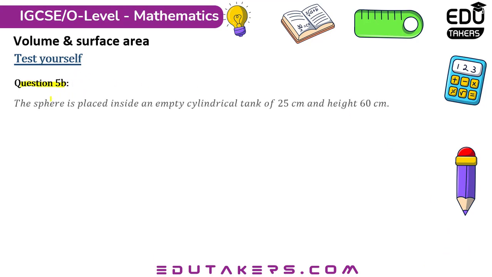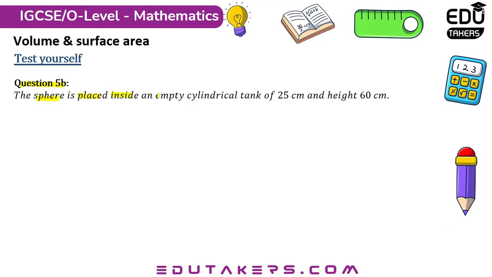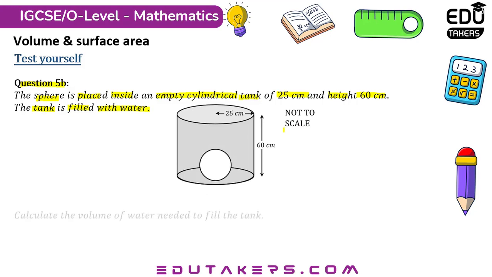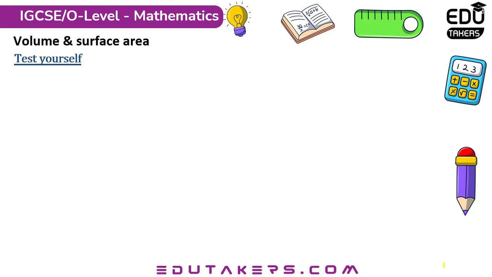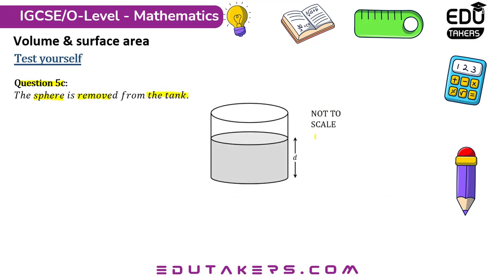Question number 5b. The sphere is placed inside an empty cylindrical tank of radius 25 centimeters and height 60 centimeters. The tank is filled with water. Diagram is not to scale. Calculate the volume of water needed to fill the tank. It's a 3-mark question. Question 5c. The sphere is removed from the tank. Diagram is not to scale. Calculate the depth d of water in the tank. It's a 2-mark question.